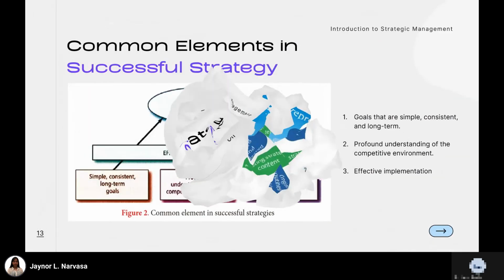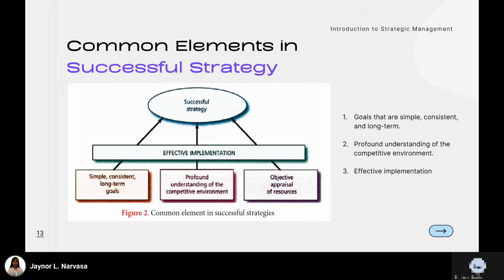Moving on, common elements that are conducive to success are shown in the figure presented in this slide. According to Grant, to create a successful strategy, businesses should establish first their long-term goals, which must be simple and consistent. They should have a profound understanding of their competitive environment and have achieved an objective appraisal of resources. Of course, these basic characteristics should be implemented appropriately and effectively to achieve a successful strategy.